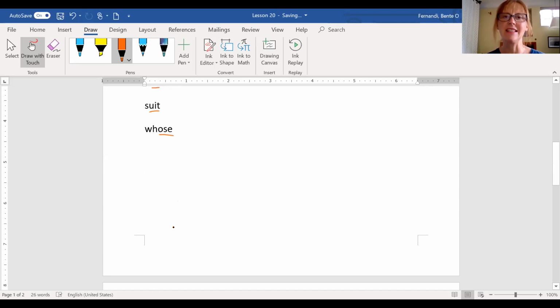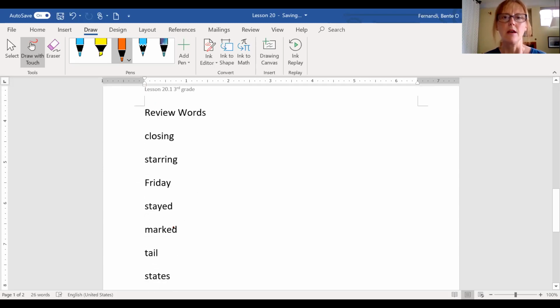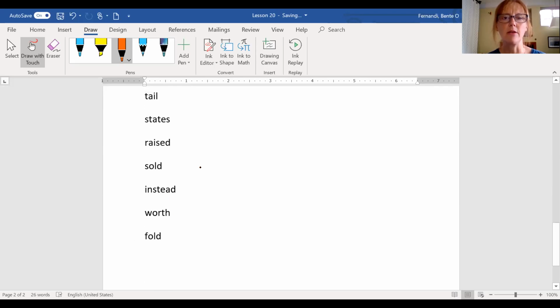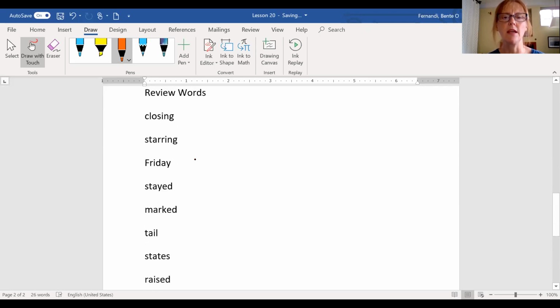Okay, let's do some review words. Here we're going to review those endings that we've been talking about. Our first one is closing. We had an E at the end here. We drop the E and we add ing because we know we have the long vowel, one consonant, silent E, drop that E and add ing.